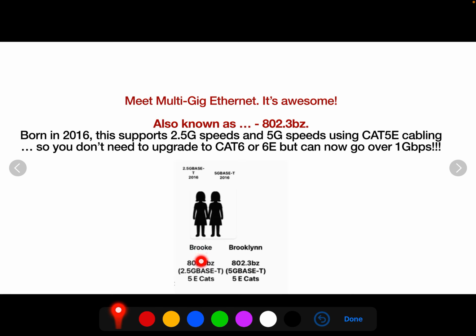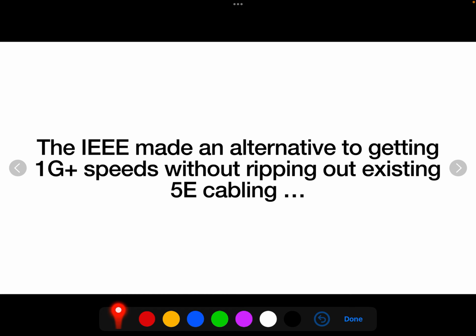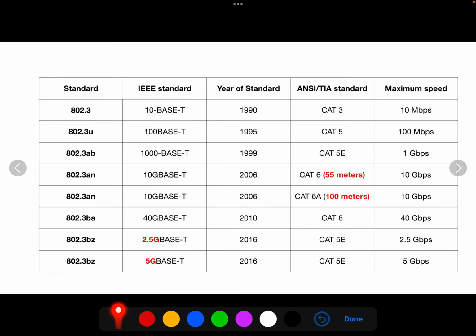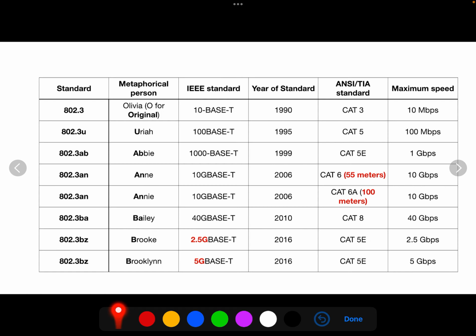So Brooke and Brooklyn. Like Brooke has a shorter name than Brooklyn, this does half the speed here. It does less speed, 2.5 gig. 5 gig is the other variant. So there's two variants here, and this runs, like I said, on Cat 5e cabling, which is awesome. So that was released in 2016. Now, if you look at this table again, I've created another column in there, so hopefully you can associate these standards with one of these metaphorical people. Okay, so hopefully this will help you.